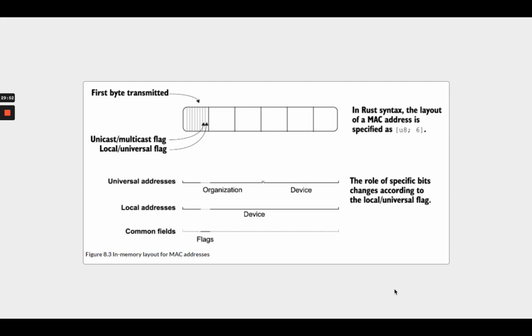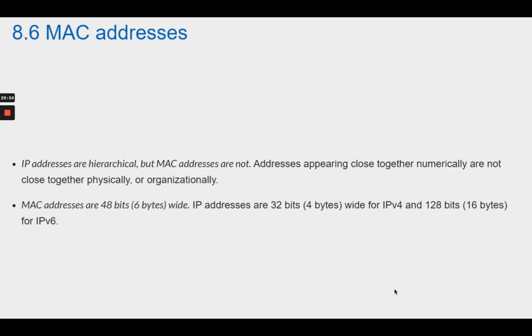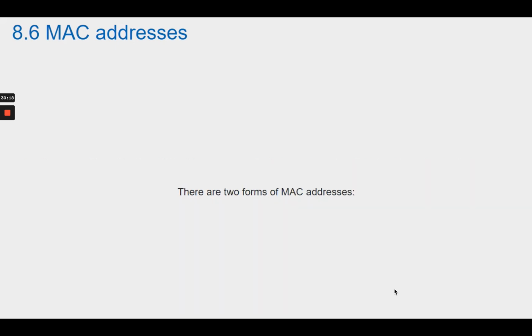But there are a few differences. IP addresses are hierarchical, but MAC addresses are not. Addresses appearing close together numerically are not close together physically or organizationally. MAC addresses are 48 bits, or 6 bytes, wide. IP addresses are 32 bits, or 4 bytes, wide for IPv4, and 128 bits, or 16 bytes, for IPv6.